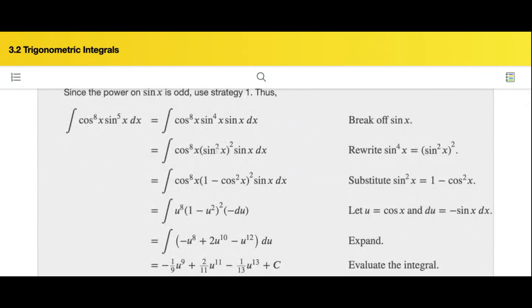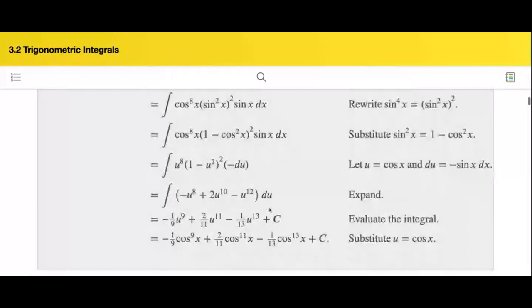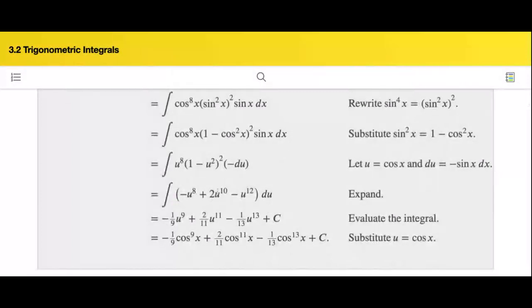Then we have sine squared x, squared, that's sine raised to 4. So we rewrite sine squared x as 1 minus cos squared. We want to use the identity. Once we use the identity, sine disappears, so it's substituted into cosine. So we have this u, and sine x dx is our negative du. Then the rest is just calculations, right? In the end, we got negative 1 over 9, cos raised to 9, plus something.